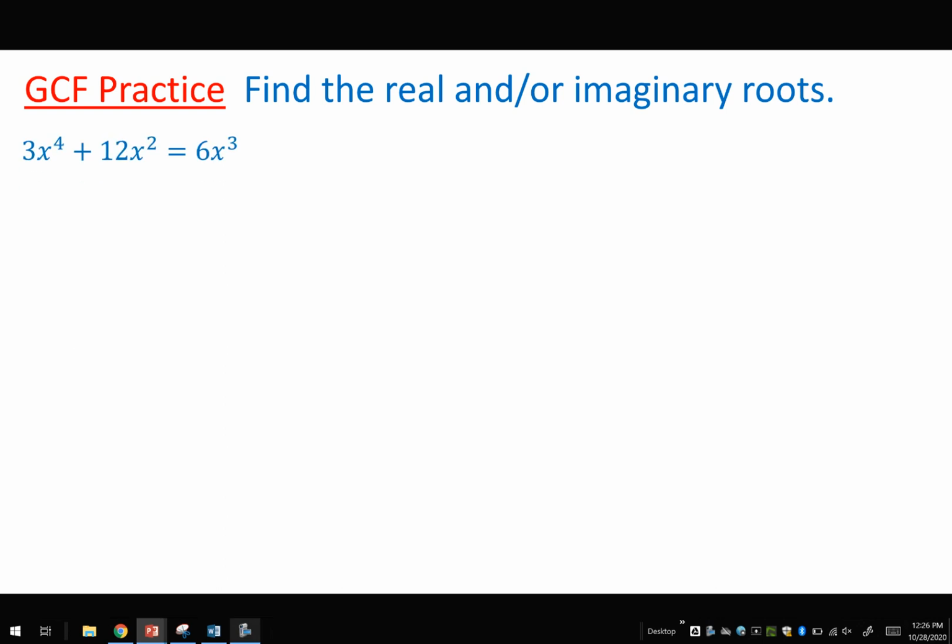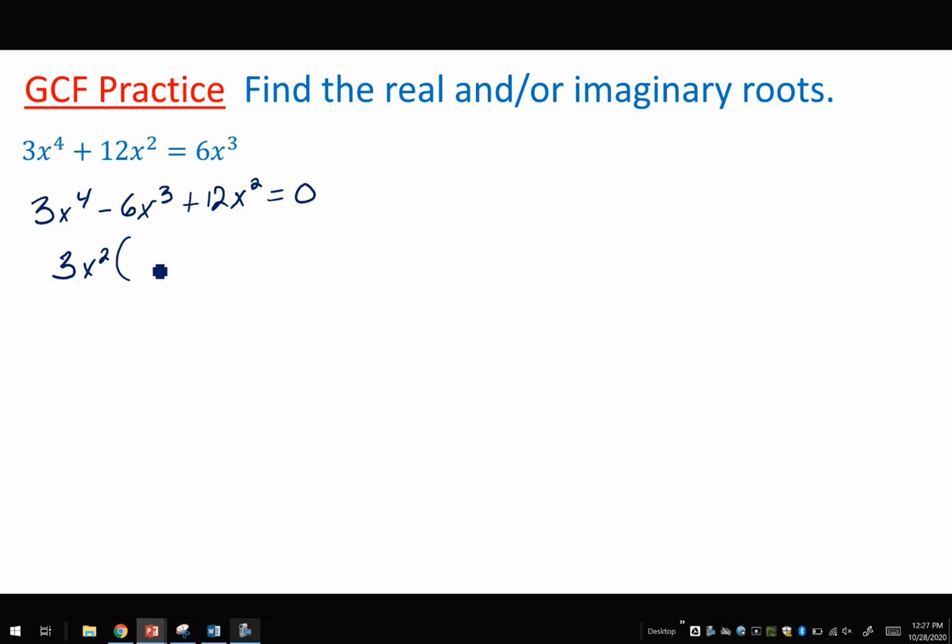Let's do another one. 3x to the 4th plus 12x squared equals 6x cubed. So my first step, let's write this in standard form. 3x to the 4th minus 6x cubed plus 12x squared equals 0. What would be my GCF now of this polynomial here in standard form? Look at the numbers first. What's the biggest number I could factor out? 3. How many x's can I factor out? 2. So 3x squared is my greatest common factor.